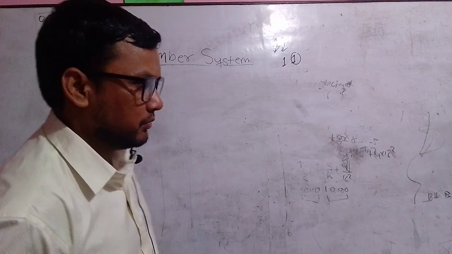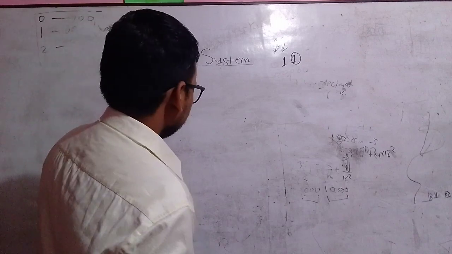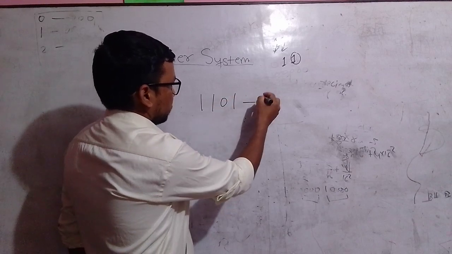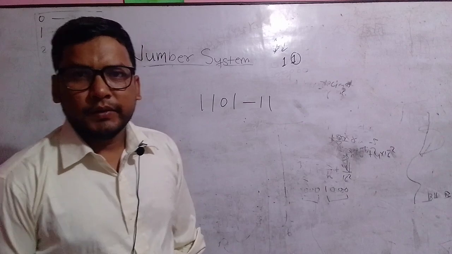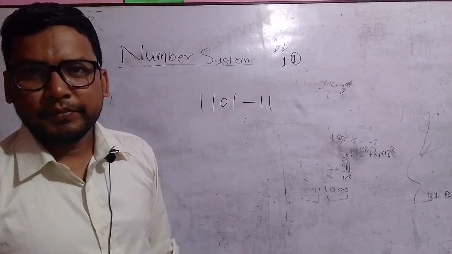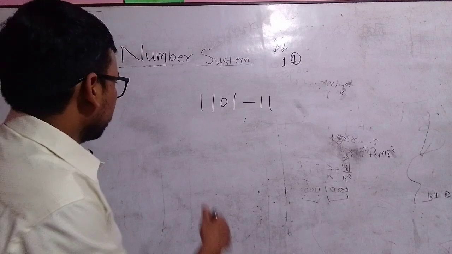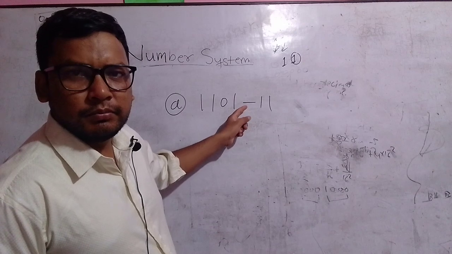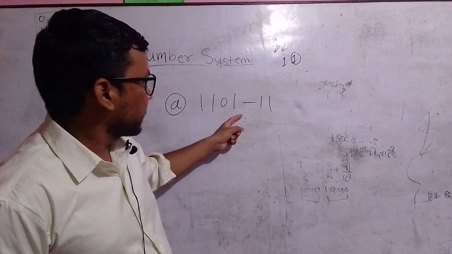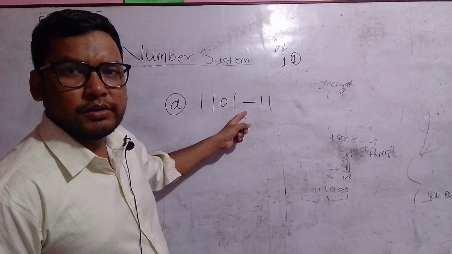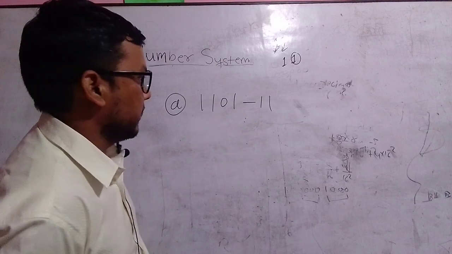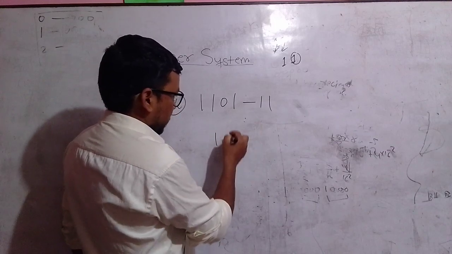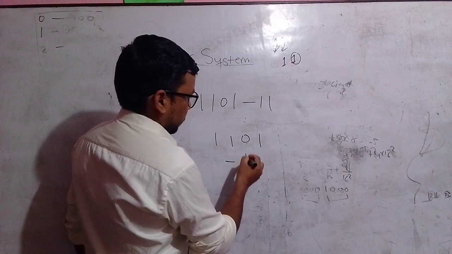Now let's do some examples. 1101 minus 11. Now let's understand from this example how to perform this subtraction. This subtraction is similar to decimal subtraction, except we use combinations of 1 and 0 in these numbers. First of all, we need to arrange the numbers in this way: 1101 minus 11.